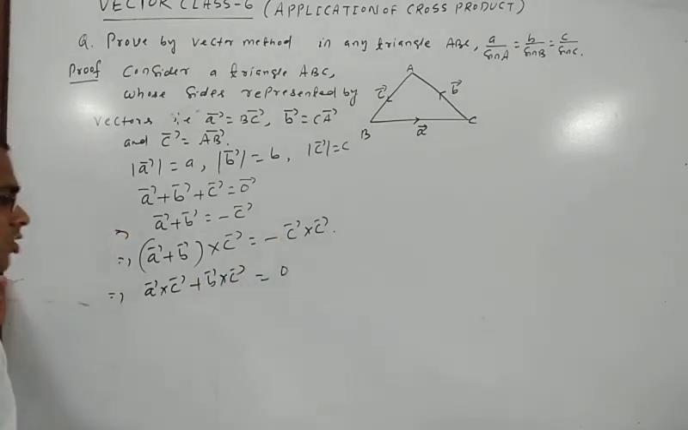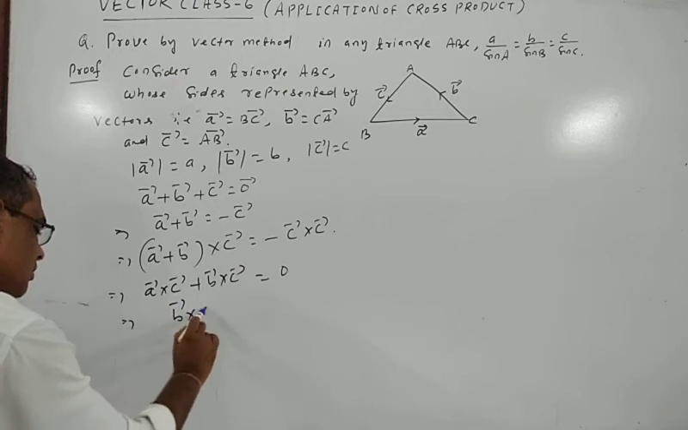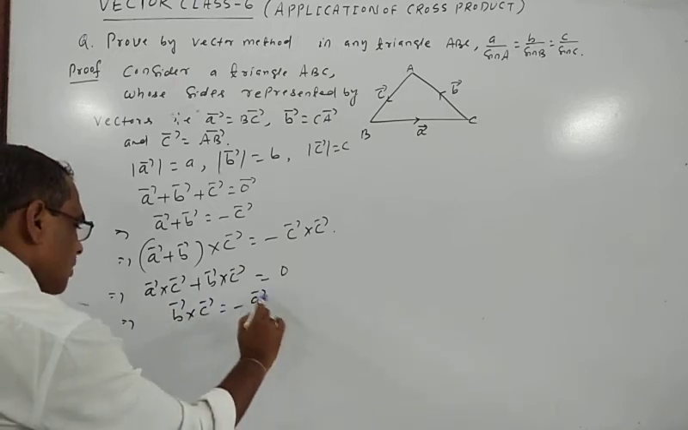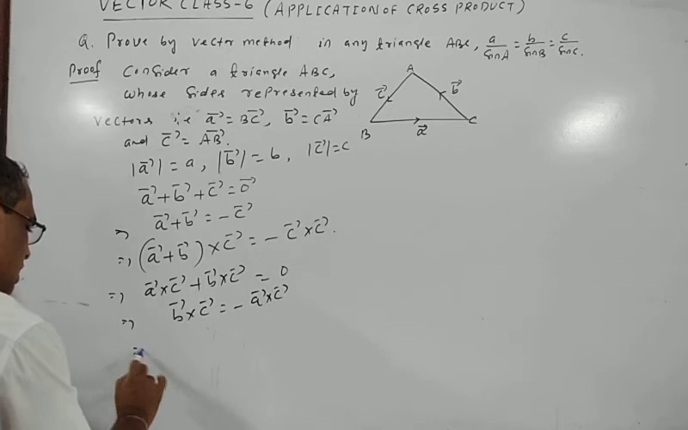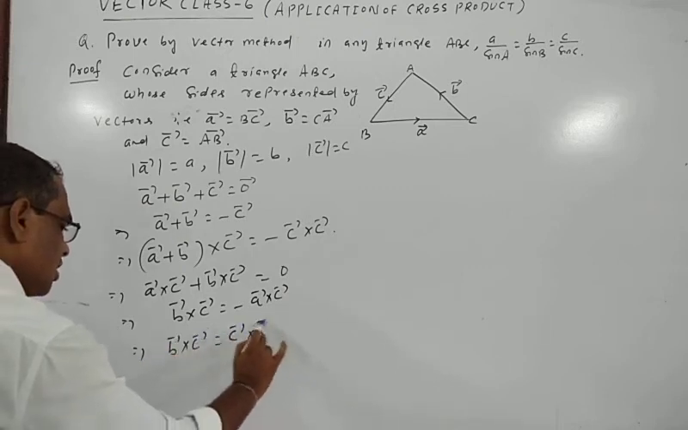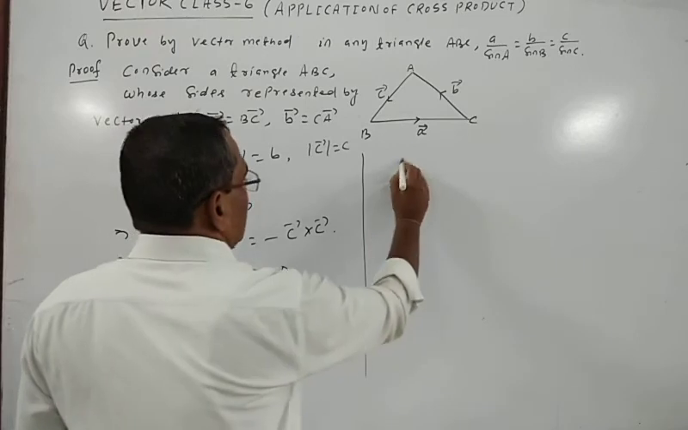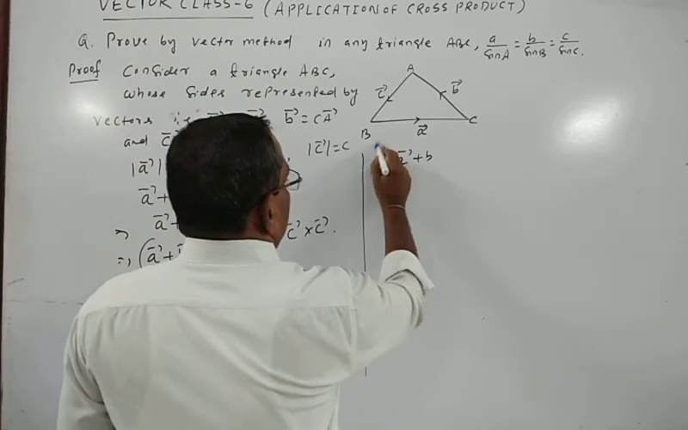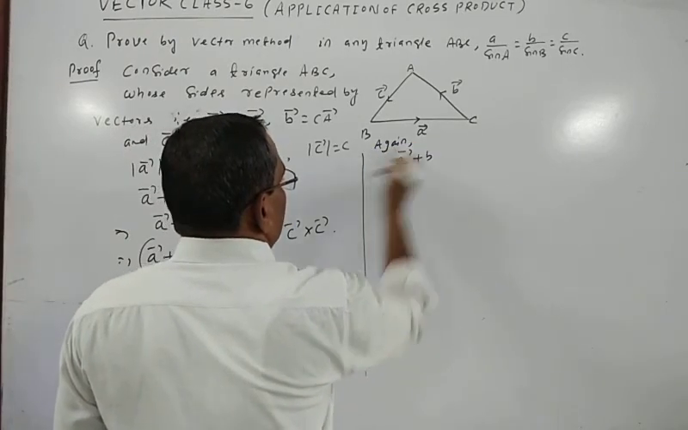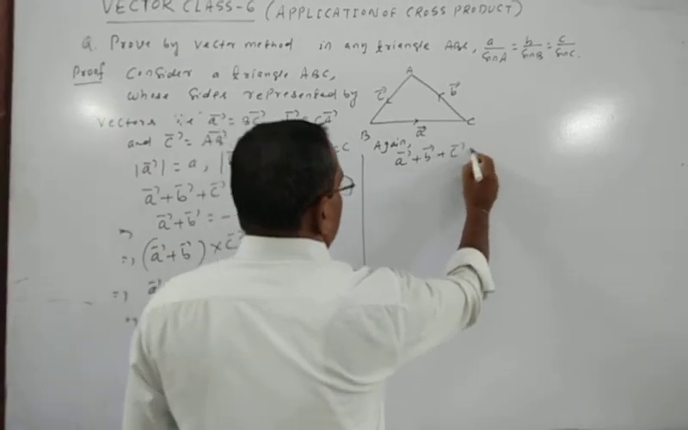So this is equal to 0. That implies b vector cross c vector is equal to minus a vector cross c vector. That implies b vector cross c vector is equal to c vector cross a vector. Let it be equation 1. Then again, a vector plus b vector plus c vector is equal to 0 vector.